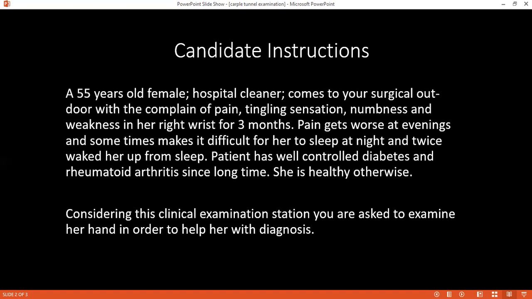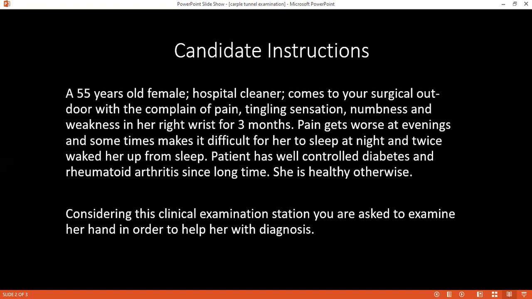Then for the flexor digitorum profundus and flexor digitorum superficialis, I will check these two tendons' function. For the flexor digitorum profundus, I will stabilize the proximal interphalangeal joints and ask the patient to flex the distal interphalangeal joints. For the flexor digitorum superficialis, I will keep all the fingers straight except the one being examined, and ask the patient to flex the proximal interphalangeal joint.